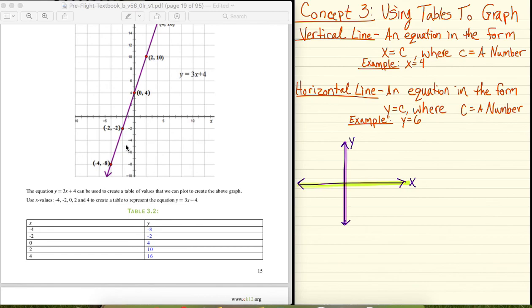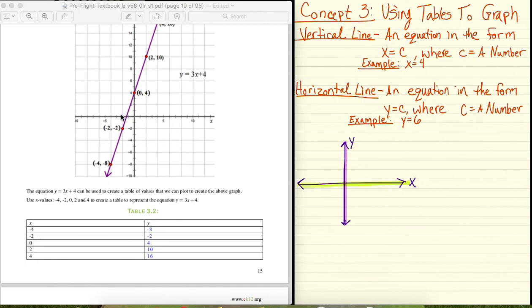Know that these are paired numbers. So this -4 is paired with a -8. So I'm going to go back 4 to represent -4 and down 8 units to represent -8, and I'm going to plot that point there. All right, so then they went through the process again, -2, -2.